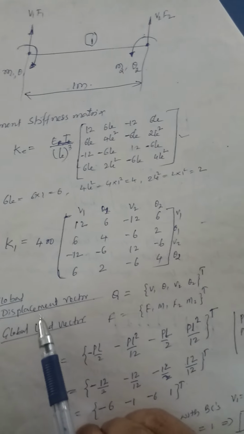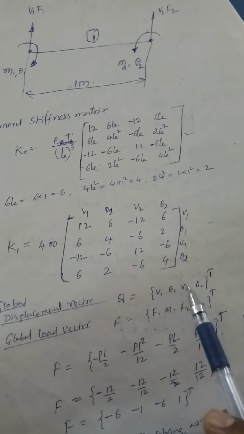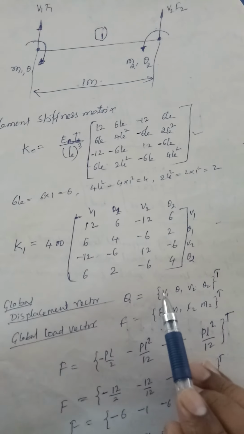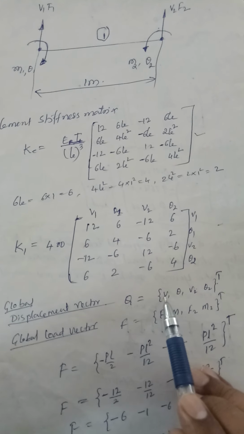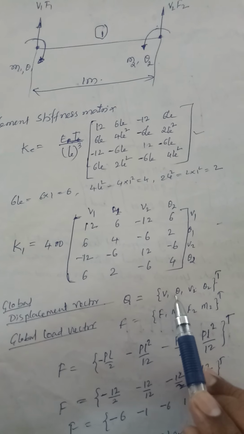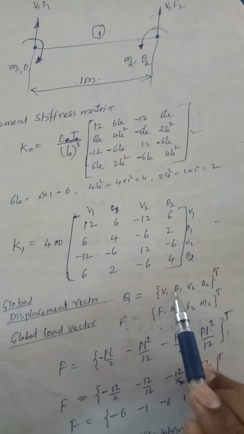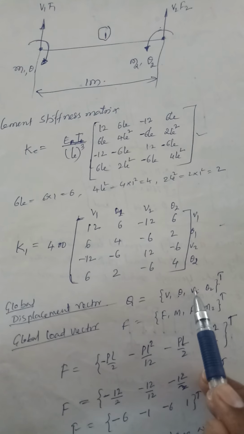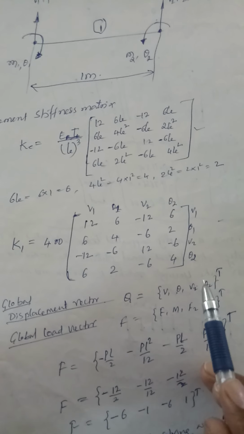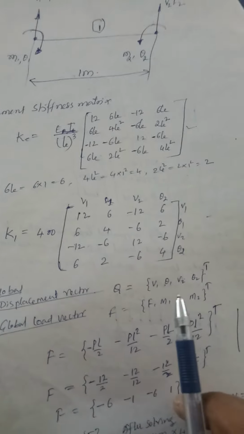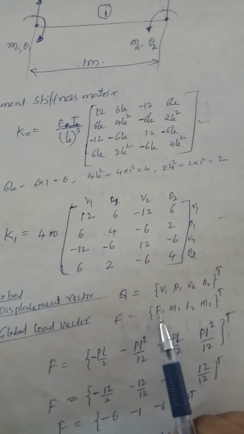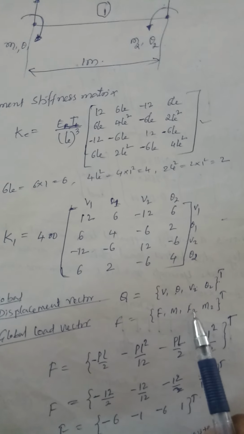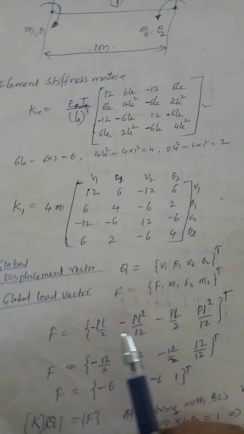Hence the displacement vector you can write as v1 theta 1 v2 theta 2 because only two nodes are there. Clear? So v1 indicates the deflection at node 1, theta 1 indicates the angular deflection or slope at node 1, not at node 2. Similarly v2 is the deflection at node 2, theta 2 the slope at node 2. Then the force vector as usual: force and moment for the first node, force and moment for the second node, transpose.